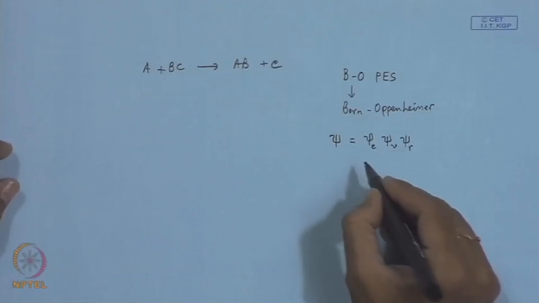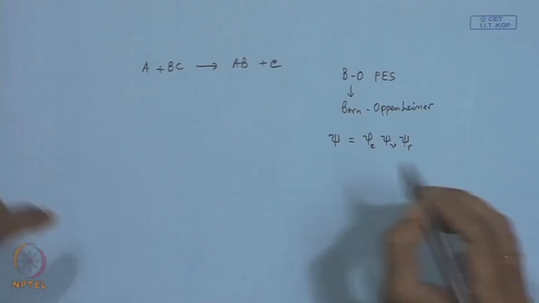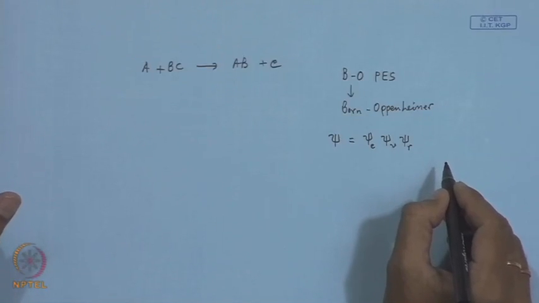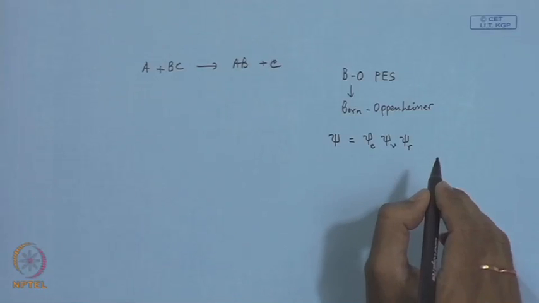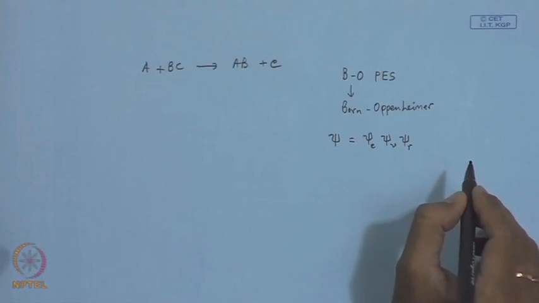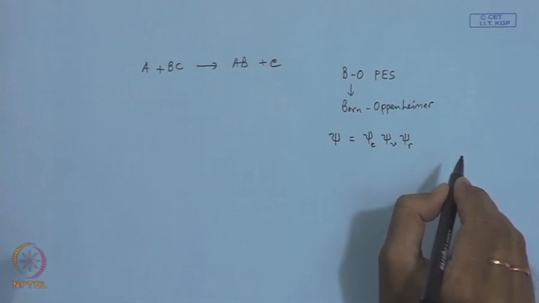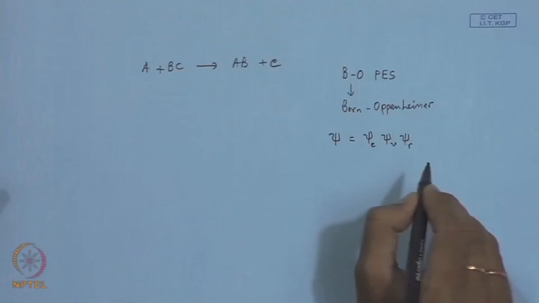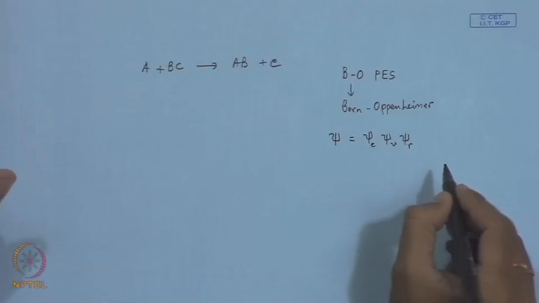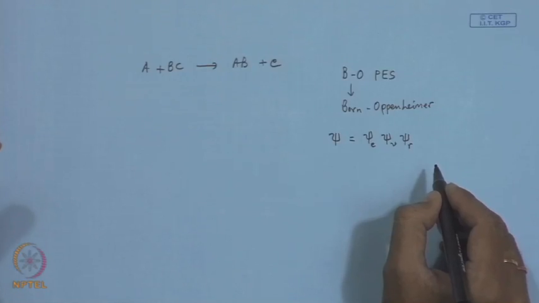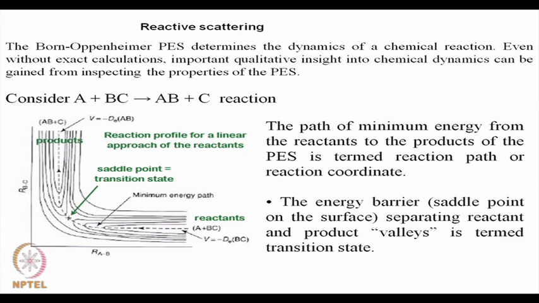So the thing is that based on that you can generate the potential energy surface, which is dependent on the Born-Oppenheimer approximation, and the dynamics of this chemical process is very much dependent on the potential topology of the Born-Oppenheimer potential energy surface. Now even without the exact calculation, quantitative ideas on the chemical dynamics can be gained from inspecting the properties of the potential energy surface.